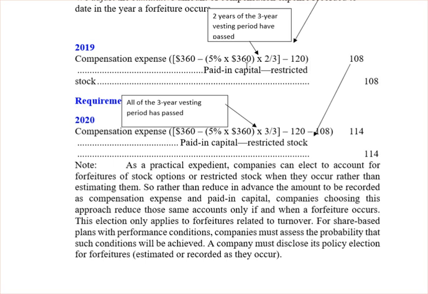Here they're thinking that at the end, 5% is going to forfeit. Then I need to have 95% of 360, which is what they're talking about here, and I need to have 2/3 of it in paid in capital. And what have I got in there? That's the 120.